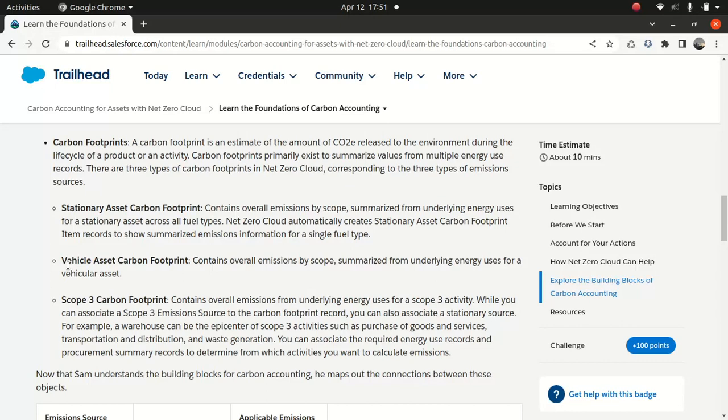It takes the fuel type, different types of the carbon footprint, and summarizes them into a single one. The same goes with the vehicle one, right? The same goes with the scope 3 carbon footprint. So I hope that's clear. If it's confusing, just give me a shout.